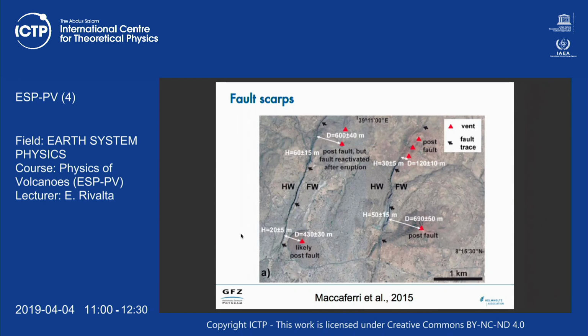This is a figure, I think also from Afar, I can't remember, or from Iceland, one of the two. And this is a graben structure where you have some fault scarps. Like here is a fault scarp. So here is lower than here, and here is even a bit higher. And the volcanoes are actually on the highest point of the fault scarp.